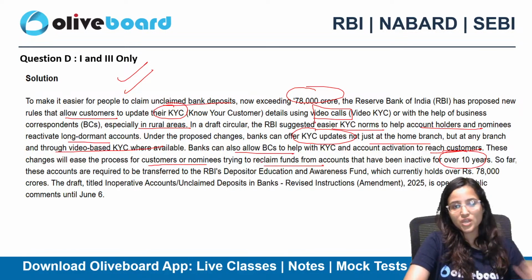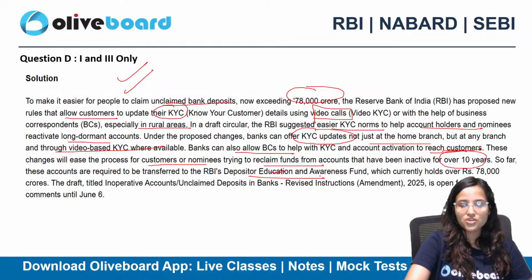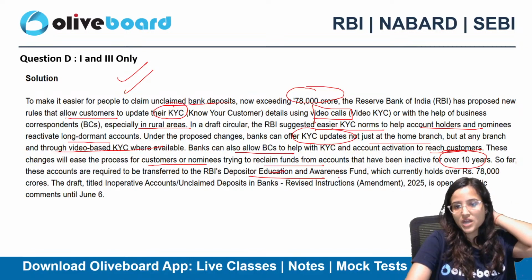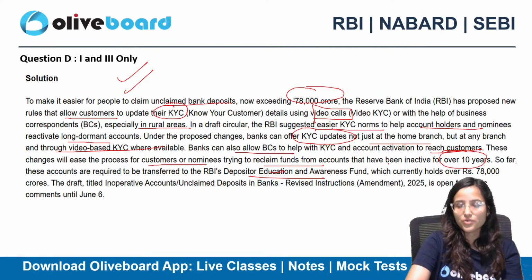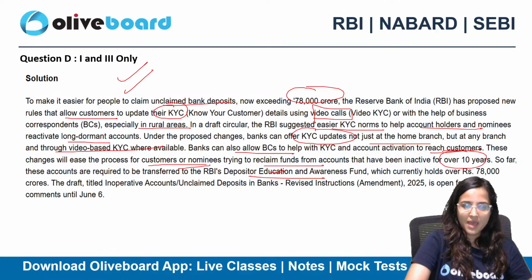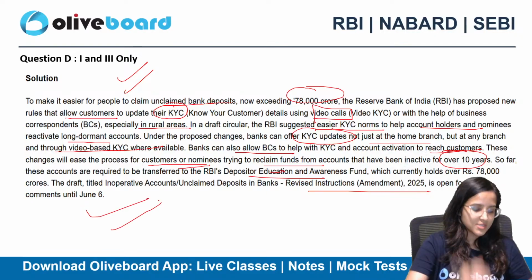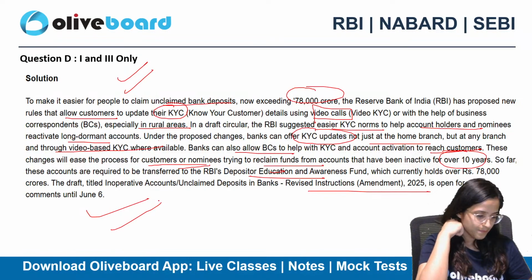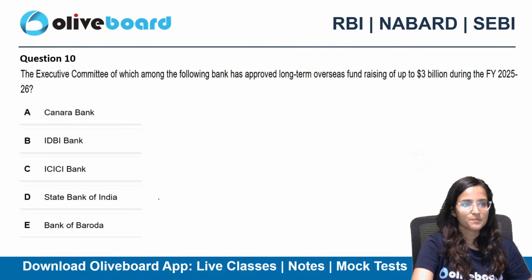So far, these accounts are required to be transferred to RBI's Depositor Education and Awareness Fund, which currently holds over 78,000 crore. The draft titled Inoperative Accounts or Unclaimed Deposits in Banks Revised Instructions Amendment 2025 is open for public comments till June 6th. Okay? This was open till June 6th.